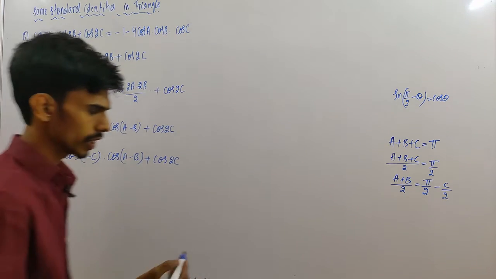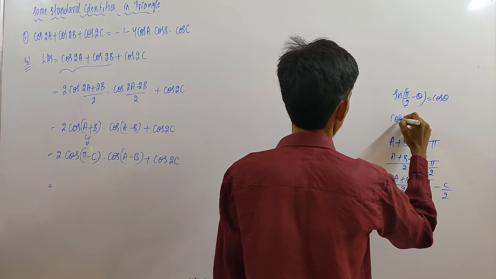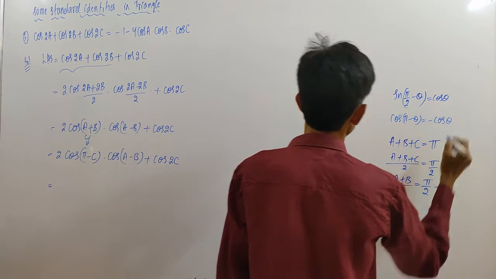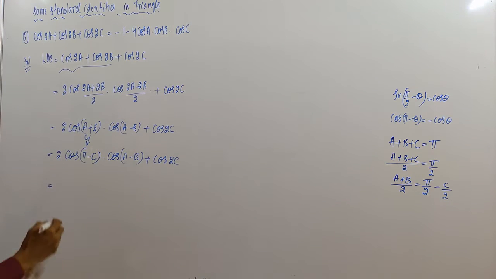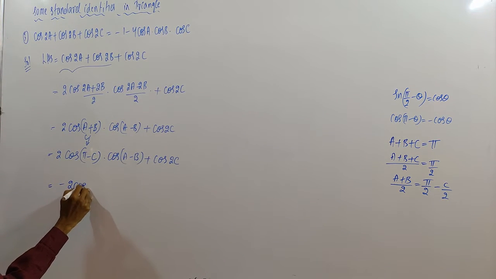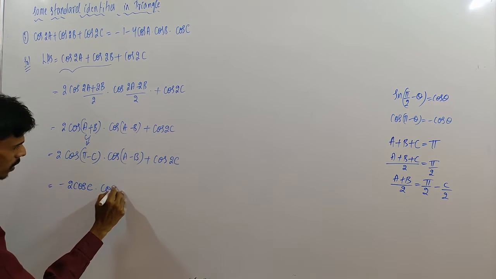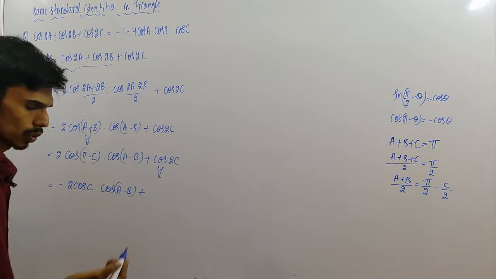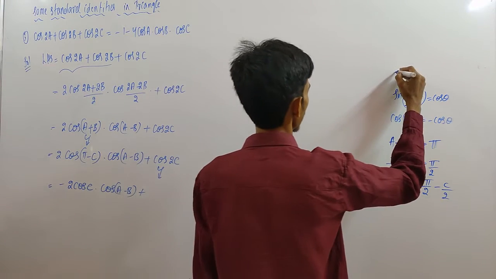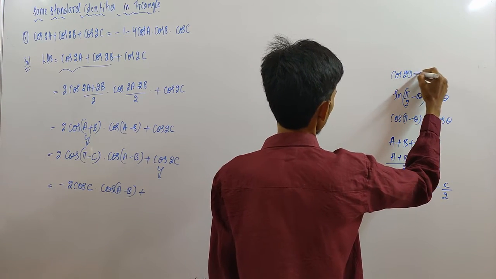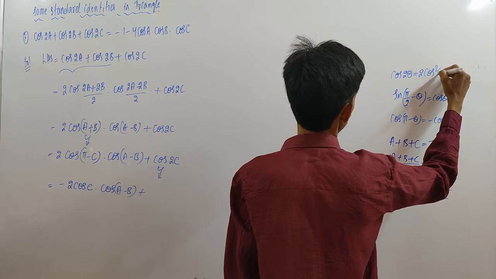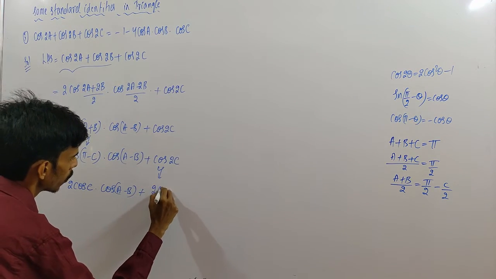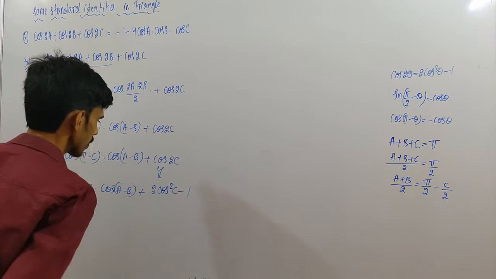Cos(180 minus theta), that is cos(pi - theta), equals minus cos theta. So it will become minus cos C. So this is -2 cos C cos(A-B). Now for cos 2C, the formula cos 2 theta is 2 cos square theta minus 1. So this will become 2 cos square C minus 1.